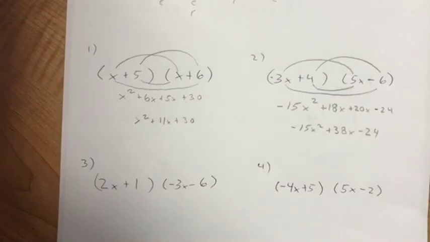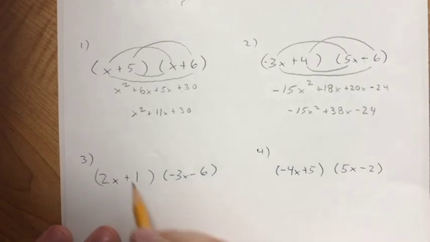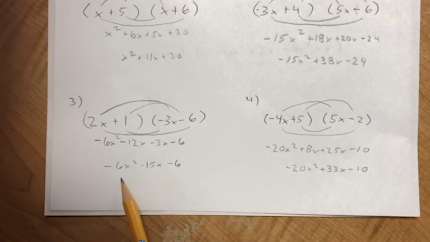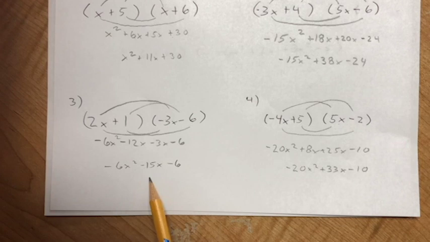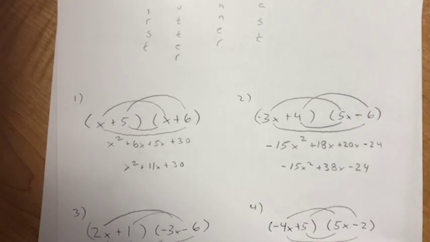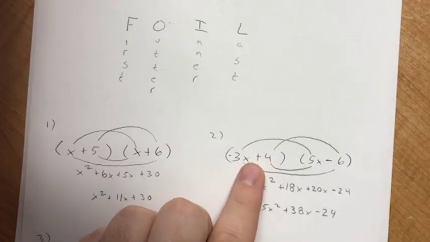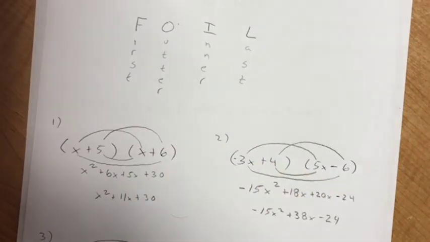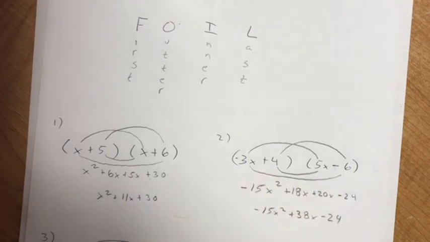Why don't you try numbers 3 and 4 on your own? What you should have gotten for 3 and 4 were negative 6x squared minus 15x minus 6 and negative 20x squared plus 33x minus 10. All right, now that's basically it, you always do this. FOIL method is when you have a binomial times a binomial. Anytime you do it, set both of them in standard form and multiply using the FOIL method. It will work every time, okay?